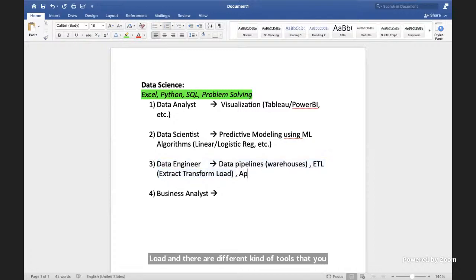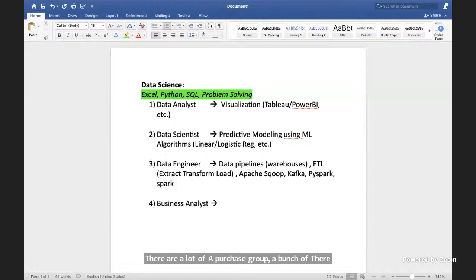There are different kinds of tools that you use. There are a lot, like Apache Sqoop, Apache Kafka, Apache Pig, PySpark, Spark SQL. There are a lot of tools which help you in doing your ETL jobs, right? I'm not mentioning all of them. A lot of companies use different tool sets, so I'm just keeping it here.